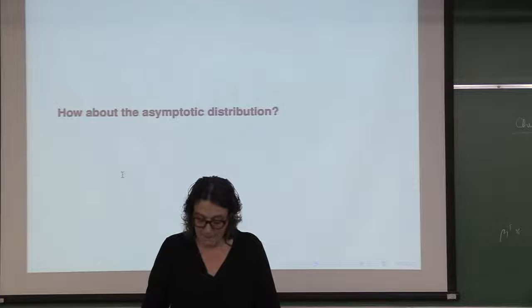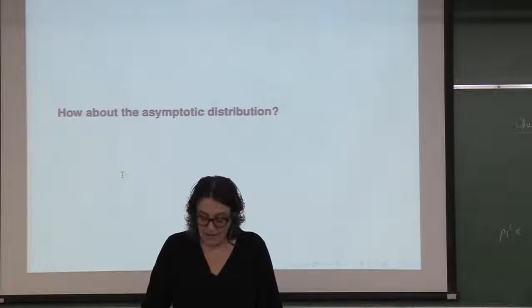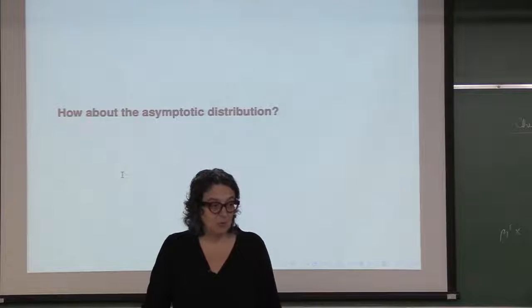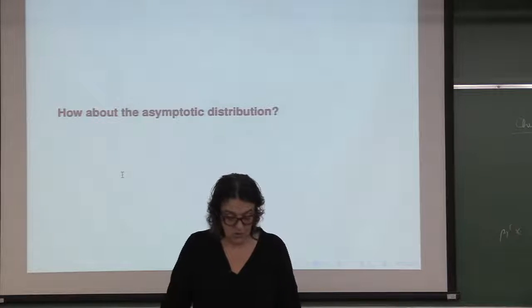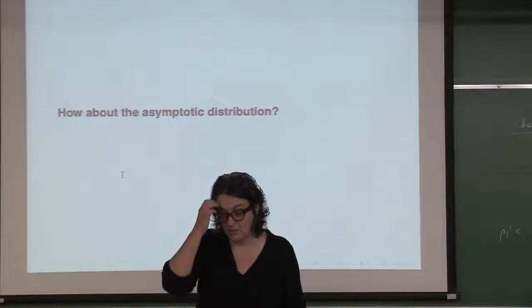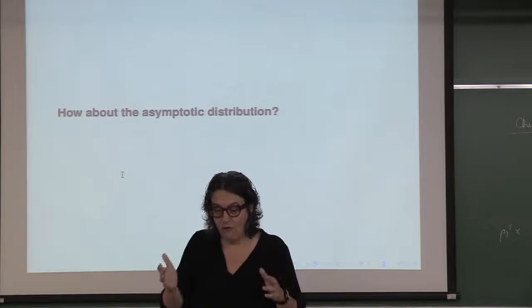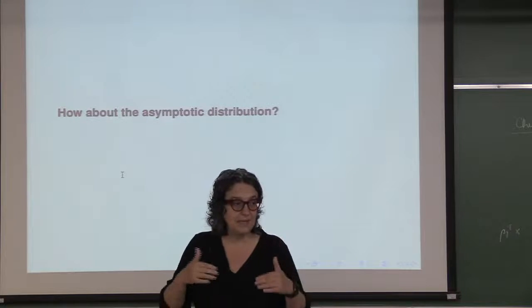But the next question was, and I want to talk a little bit about this because there are a lot of open problems here: what happens if I want to do the asymptotic distribution? Why do I want the asymptotic distribution? Because once I have the asymptotic distribution, even if it's awful, I know I can do bootstrap to get the confidence interval.